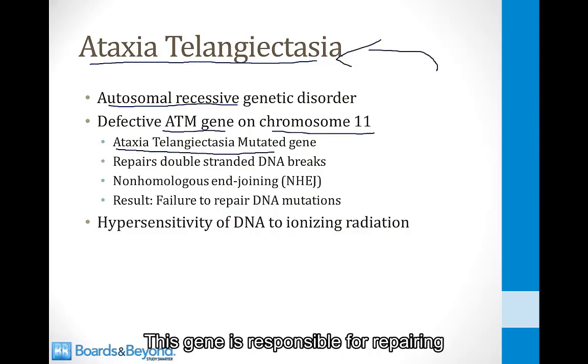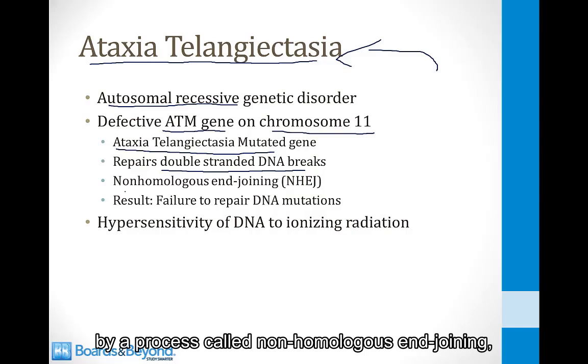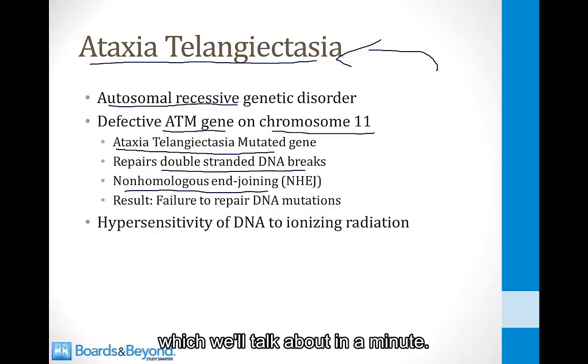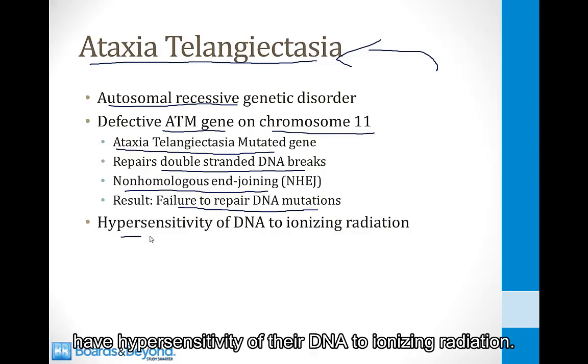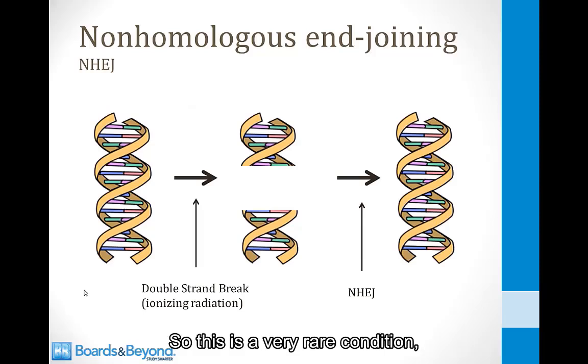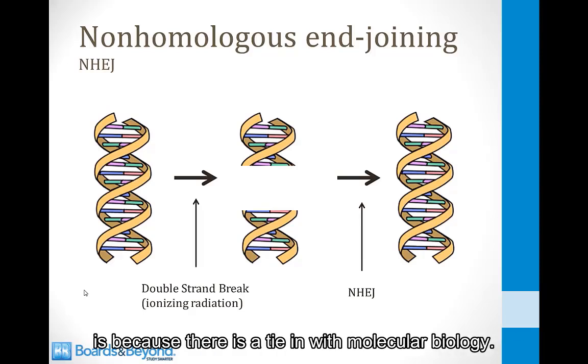This gene is responsible for repairing double-stranded DNA breaks by a process called non-homologous end joining, which we'll talk about in a minute. So if you have a defective ATM gene, you are unable to repair DNA mutations, and as a result, patients with this condition have hypersensitivity of their DNA to ionizing radiation. So this is a very rare condition, but one of the reasons Step 1 likes to ask you about it is because there's a tie-in with molecular biology.